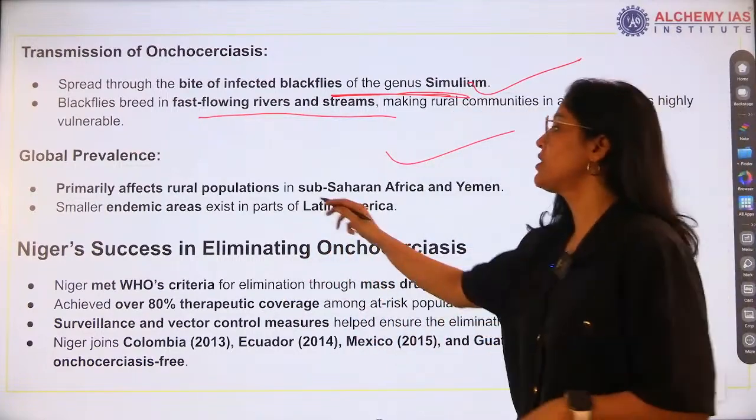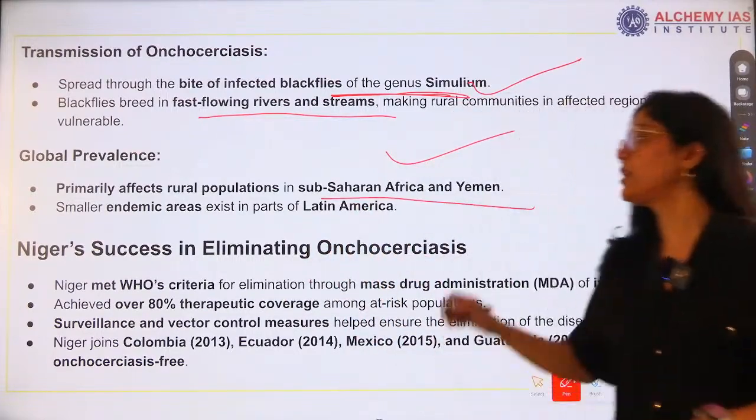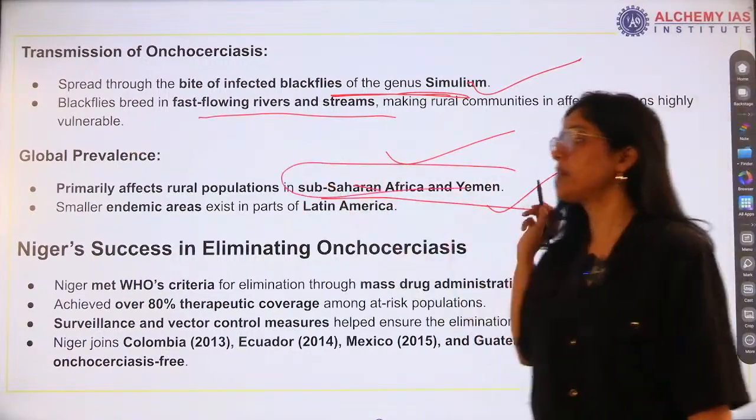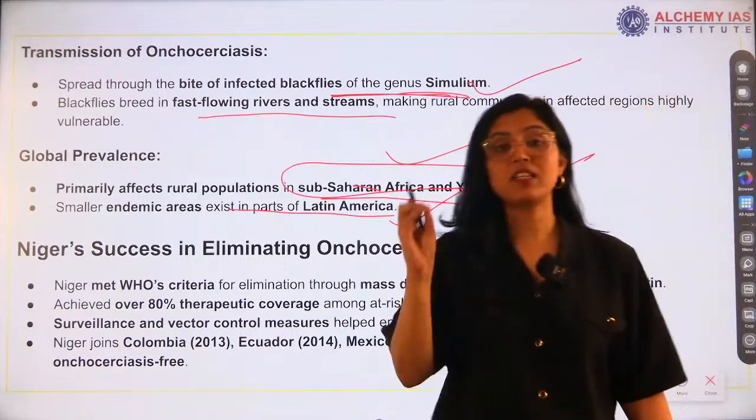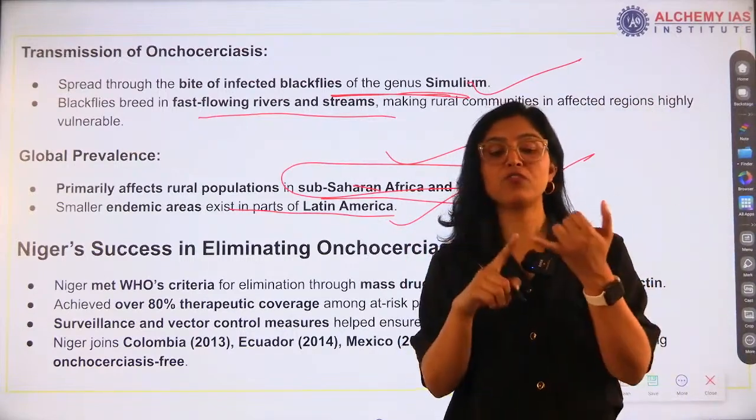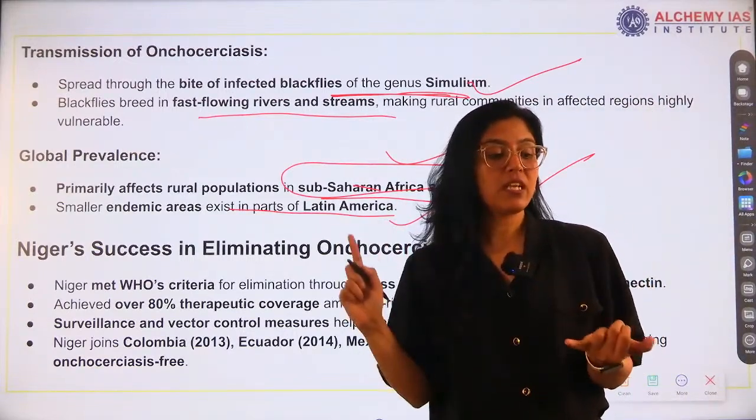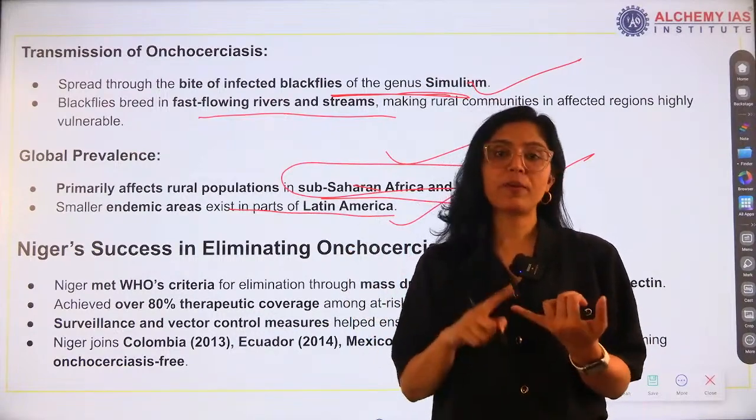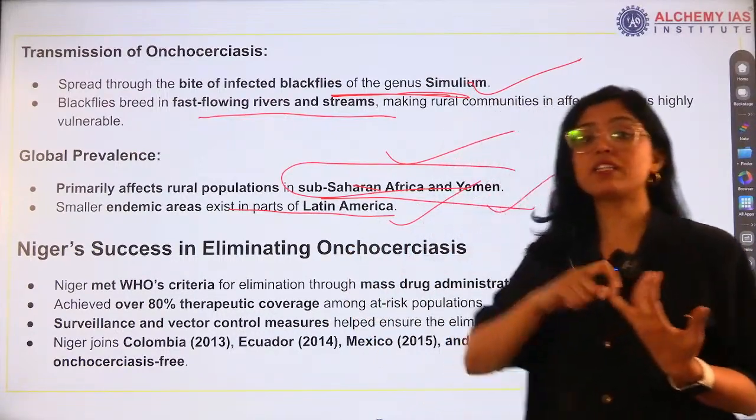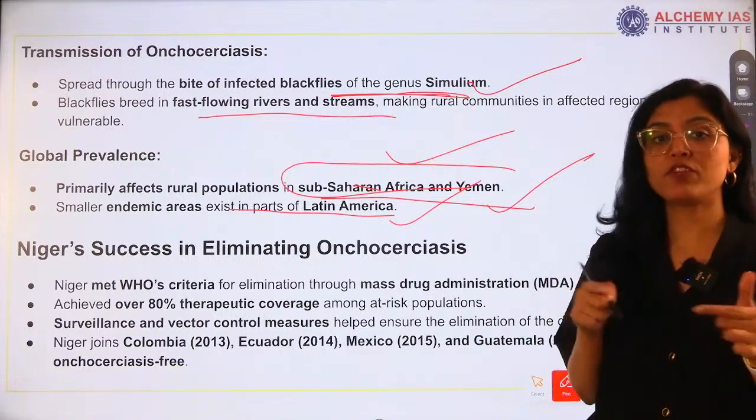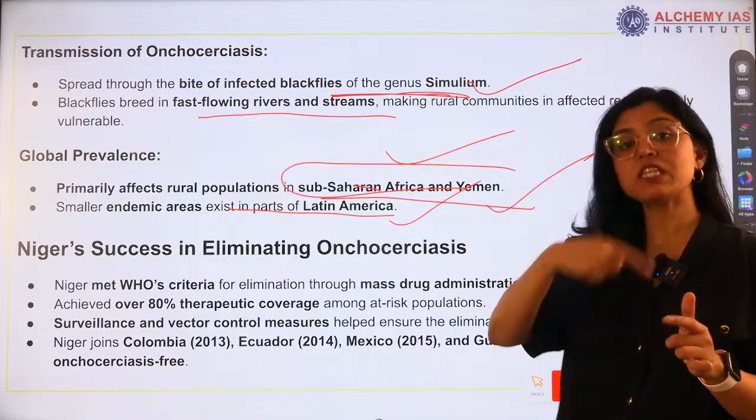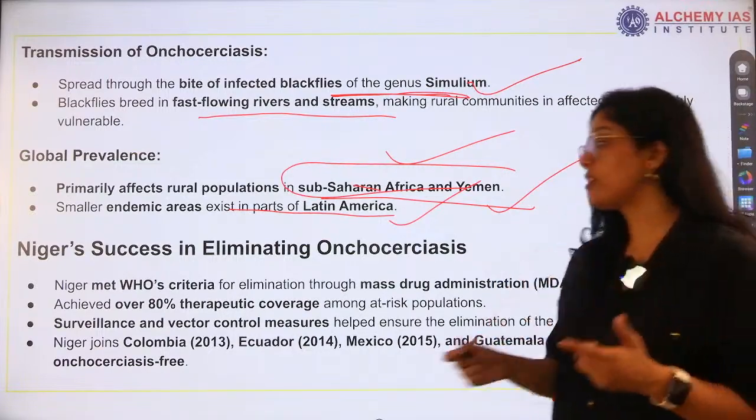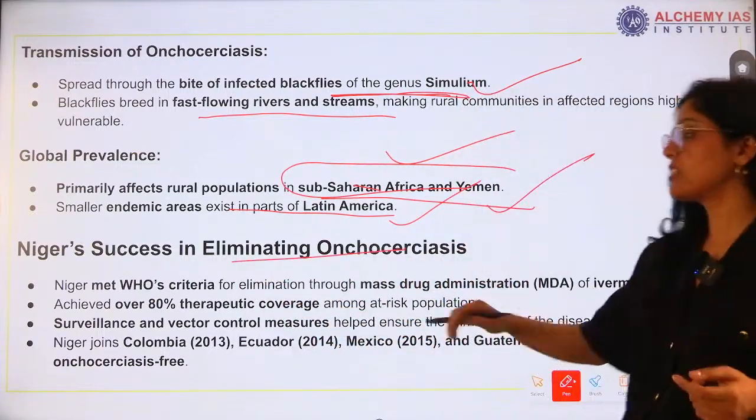Global prevalence is what? Primarily affects rural populations in sub-Saharan Africa and Yemen. Smaller endemic areas exist in parts of Latin America. This is a very important topic because of two factors. First, this is an NTD, neglected tropical disease. Second is that it has been eliminated from the African continent. First country which has eliminated it on the African continent. So two factors are there.